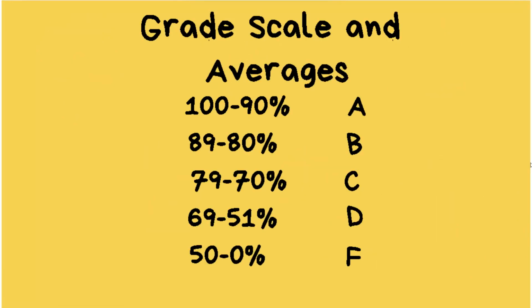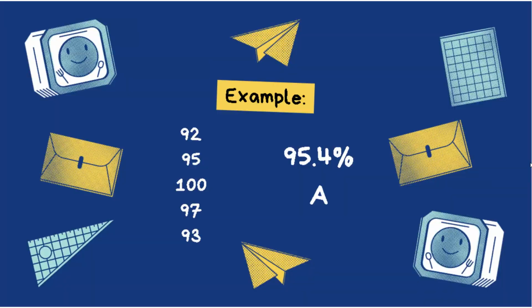Our grades are based off of averages. A student who earns an A is a student who typically has a grade between 90 and 100%. A student with a B is a student whose most common or most typical grade is between 80 and 89%. A C is a student whose most typical grade is between 70 and 79%, and so on.